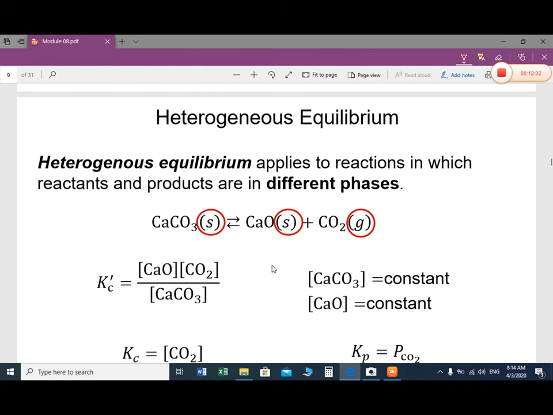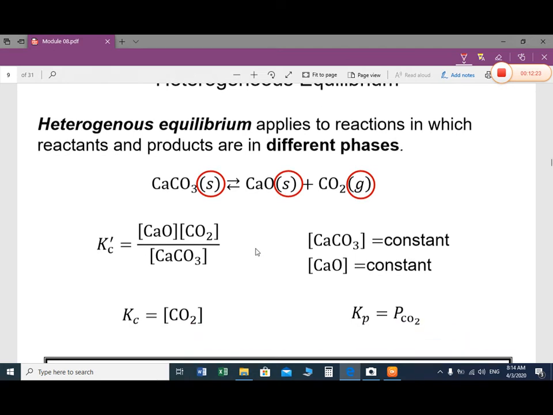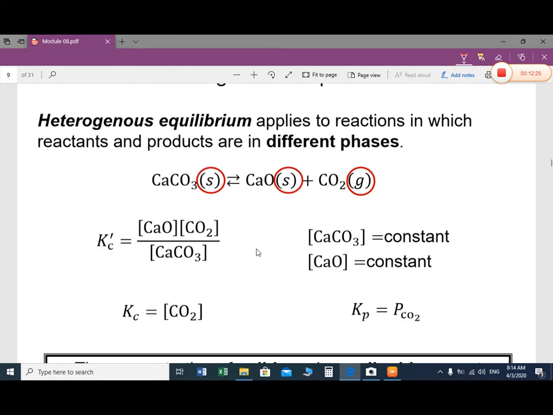Now let's come to the heterogeneous equilibrium. As an example, there is calcium carbonate, which is a solid, calcium oxide, which is also a solid, but carbon dioxide is a gas. So this is a system at equilibrium in which different phases are present: two are solid and one is gas. So what will happen when we write the equilibrium expression?